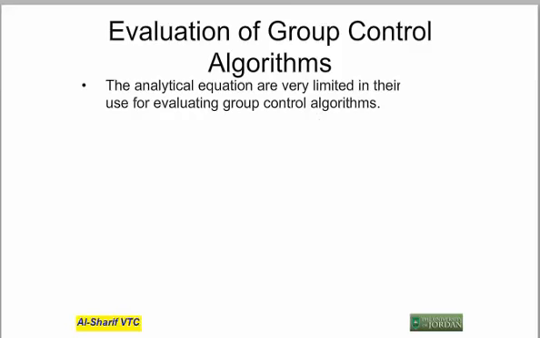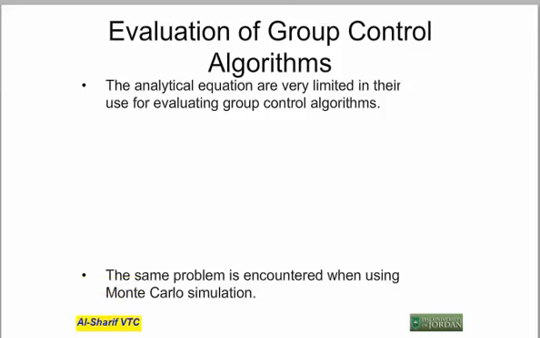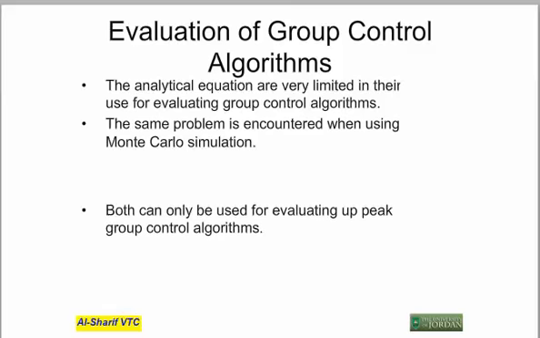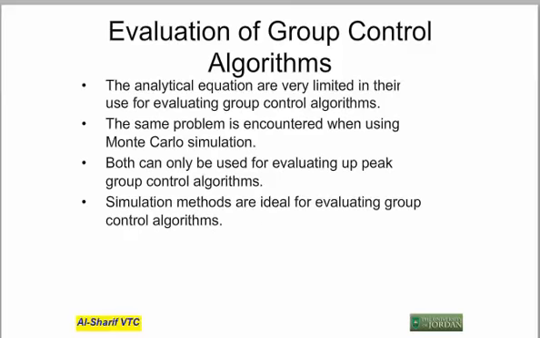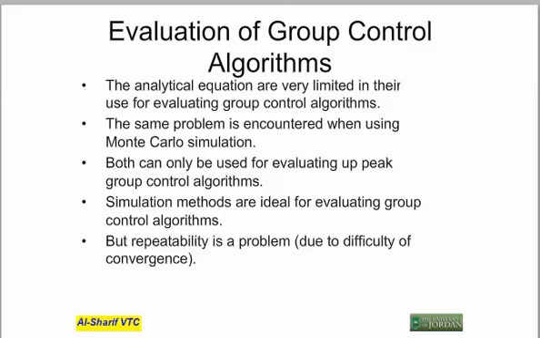Evaluation of group control algorithms. Some people have tried to use analytical equations to evaluate group control algorithms, but generally it is accepted that it can only be done using simulation. The only practical tool for evaluating group control algorithms is simulation. You could try to use Monte Carlo simulation and equations, but as I said, simulation is the only realistic tool for evaluating a group control algorithm. Repeatability is a problem in simulation, because there's no convergence, so you really have to repeat this a large number of times in order to get one specific number which is repeatable.